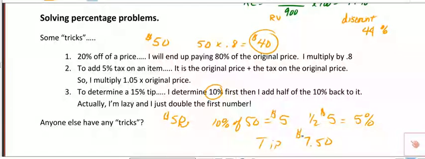Actually, what I usually do is just double the front number. So if the meal was $50, then I would just double that front number of 5 and leave a tip for $10. And that's somewhere between 15 and a 20% tip. So I usually leave a little more than a 15% tip.